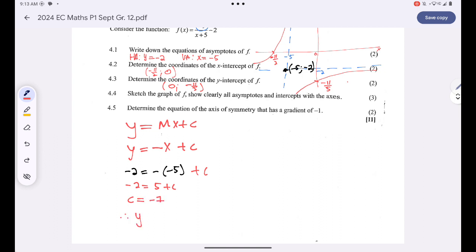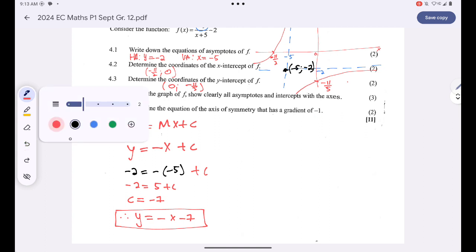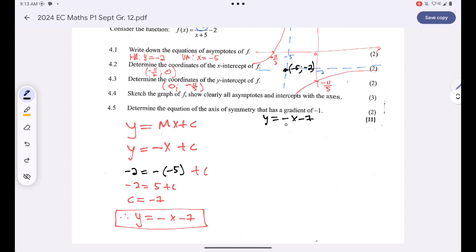And therefore the equation is basically negative x minus 7. This is the equation of the axis of symmetry with a negative gradient. So the equation will simply be y is equal to negative x minus 7.